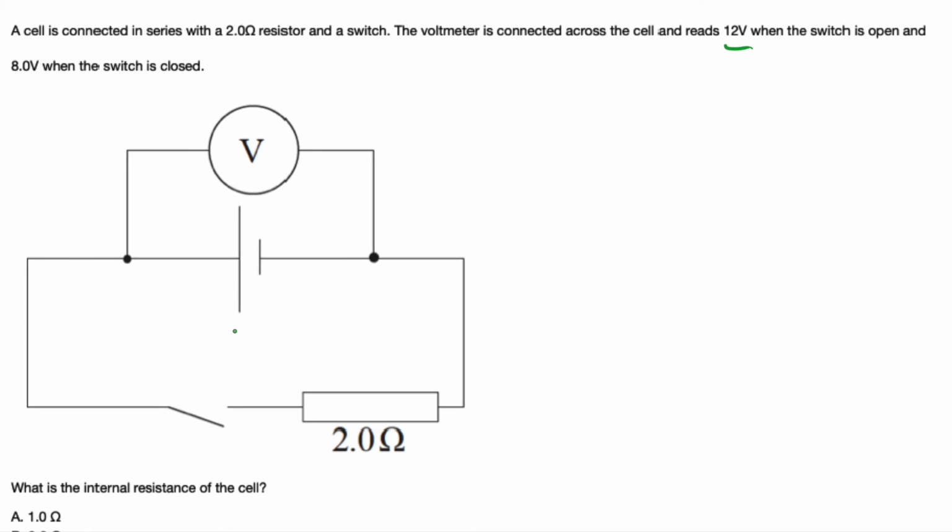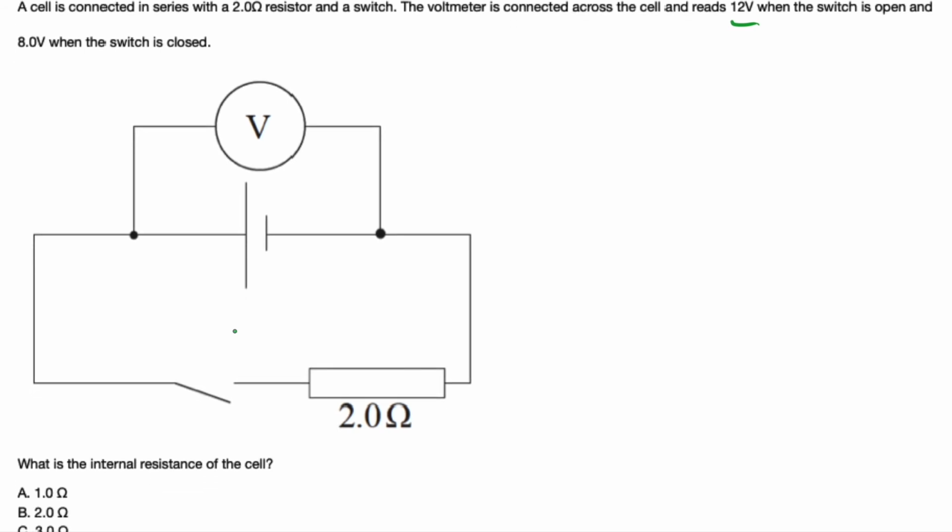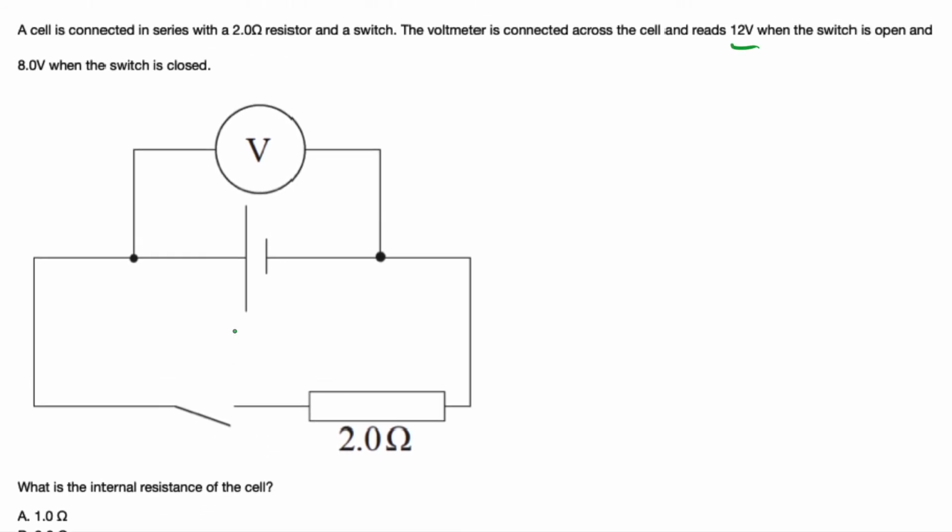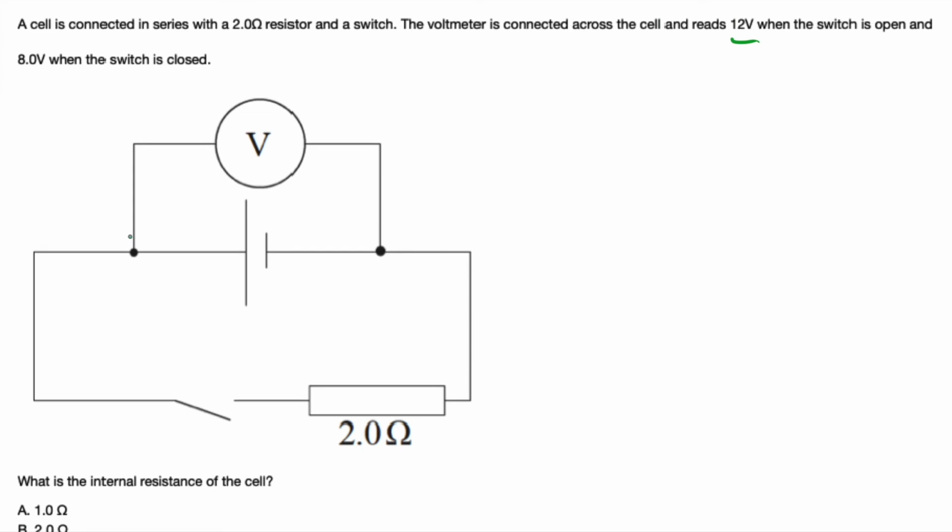A cell is connected in series with a 2 ohm resistor and a switch. The voltmeter is connected across the cell and reads 12 volts when the switch is open and 8 volts when the switch is closed. What is the internal resistance of the cell? So the voltmeter here measures the voltage of the power supply.